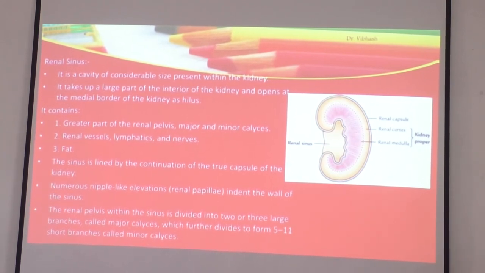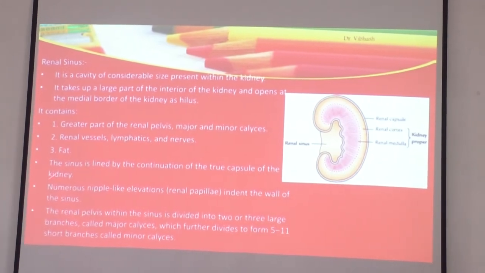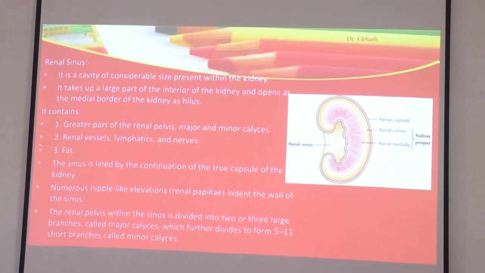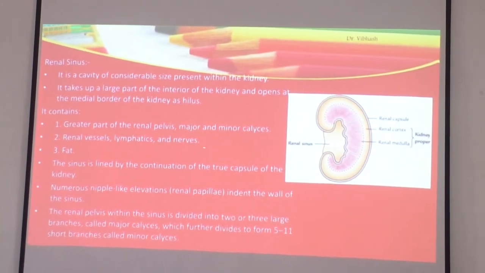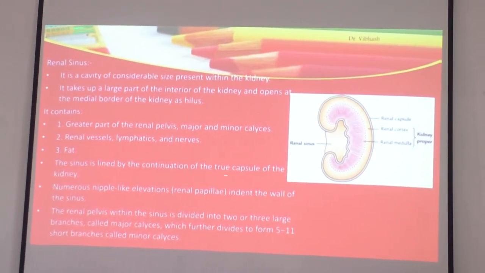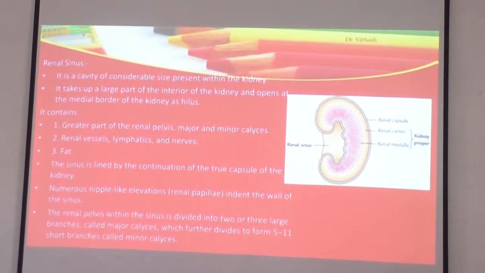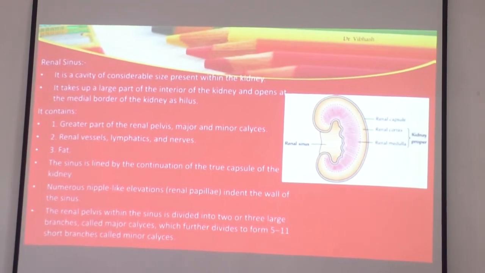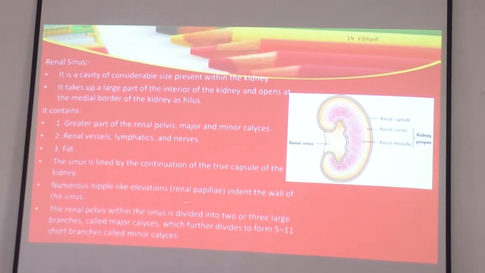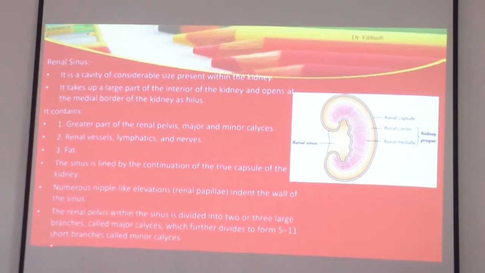What are the contents of this renal sinus? This is important, asked in your viva. The greater part of the renal pelvis, major and minor calyces, renal vessels, lymphatics and nerves, and fat. The renal sinus is lined by the continuation of the capsule of the kidney. See here, this is the capsule, continuing to line the renal sinus. Numerous nipple-like elevations, or renal papillae, indent the wall of the sinus near the minor calyces.